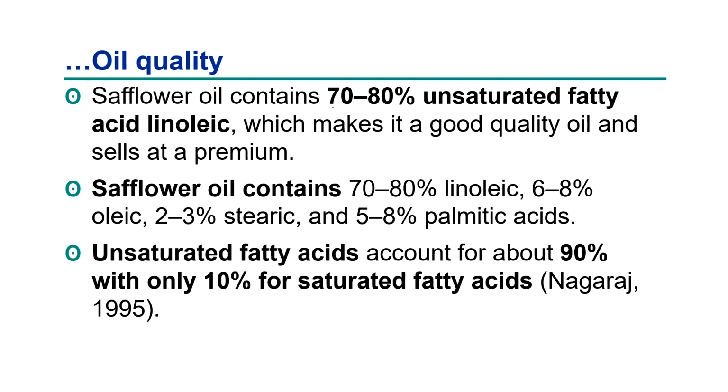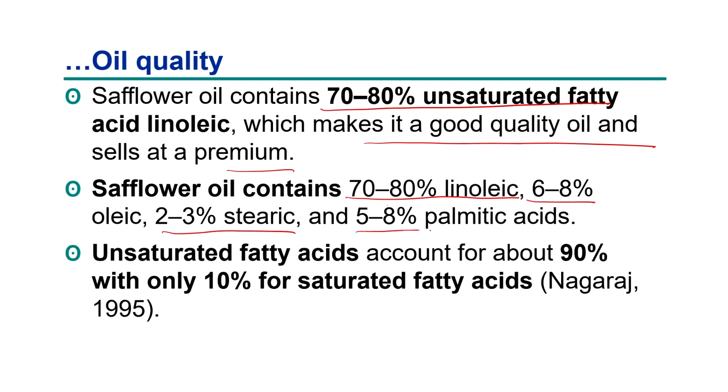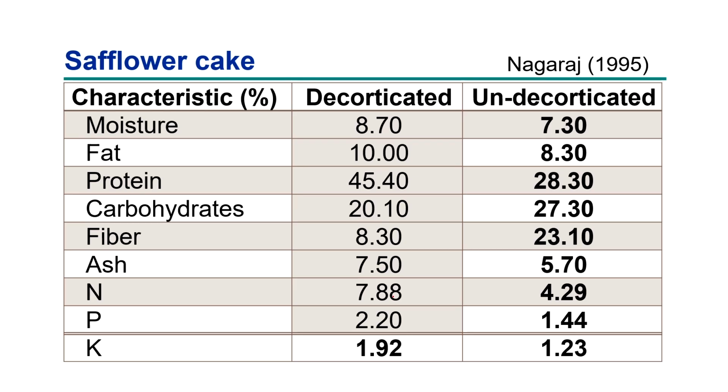Safflower oil contains 70 to 80% unsaturated fatty acids like linoleic, which makes it good quality oil and it sells at a premium price. Safflower oil contains 70 to 80% linoleic, 6 to 8% oleic, 2 to 3% stearic and 5 to 8% palmitic acid. Unsaturated fatty acids account for 90% with only 10% as saturated fatty acids.